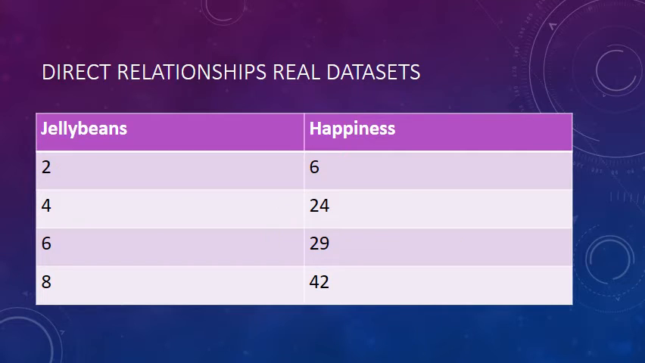Real data seldom looks as neat and tidy as that data did. Instead, it's a little bit harder to see direct relationships if you just write your data down. So for example, this jelly beans happiness data set, hopefully you see that there is some sort of trend. As jelly beans increase, happiness increases as well. But it's really kind of hard to tell if it is that direct relationship where doubling one roughly doubles the other as well. So when you have a hard time telling what's going on with a data set, the best way to simplify and clarify what's going on is to graph it.